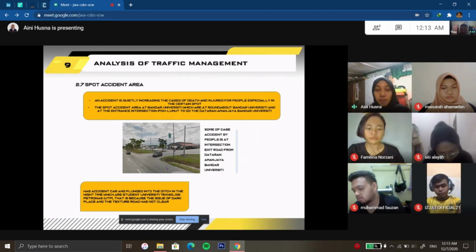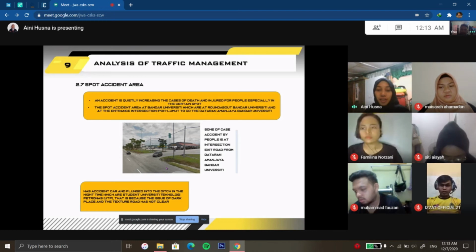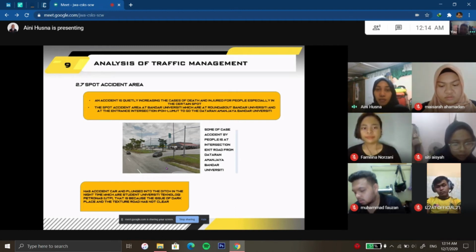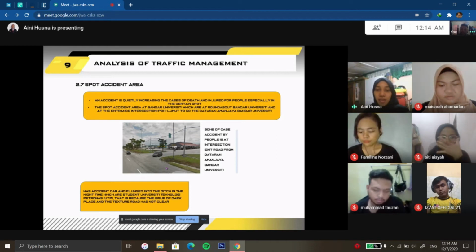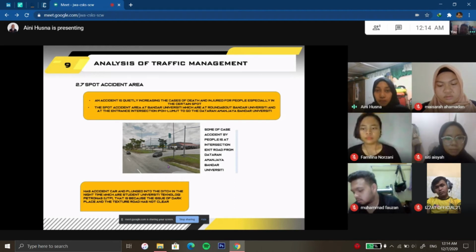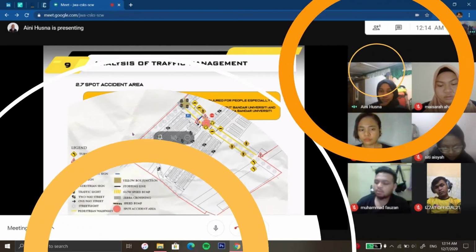that the elements of traffic management are lacking, and must be improved for good user visibility. From the causes, the spot accident area is due to human factors and also the environment and the elements of traffic management. The elements need to be improved to a good condition for future development. Thank you.